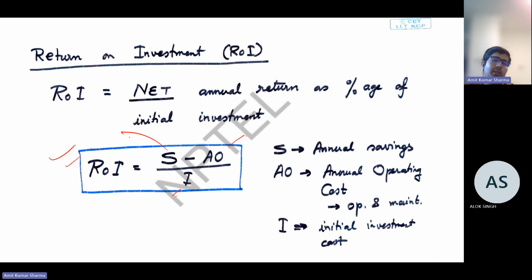So you are having some saving annually, and you have to subtract any recurring cost that is occurring, that will be the operating cost, operation and maintenance cost and all, and you have to divide it by the initial investment cost. So you will get the return on investment.